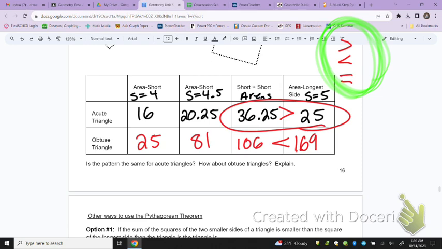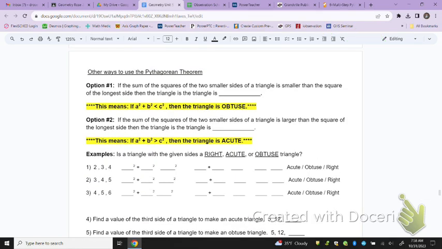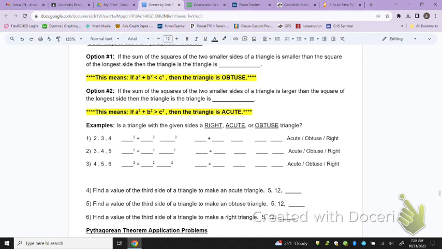All right, we're going to move to the next page where we're going to make some conclusions about our observations. So will you flip to this page, please? If the sum of the squares of the two smaller sides of a triangle is smaller than the square of the longest side, then the triangle is going to be obtuse. This means a squared plus b squared is going to be less than c squared.